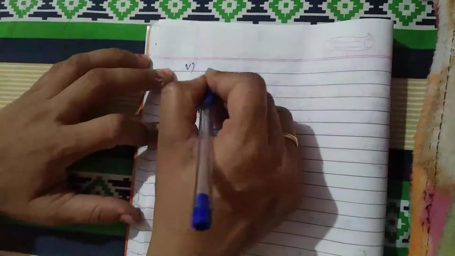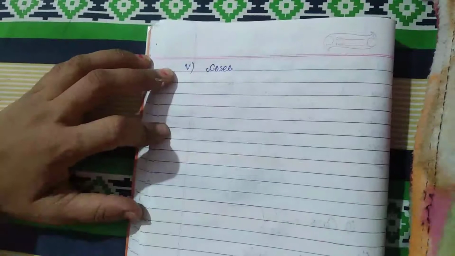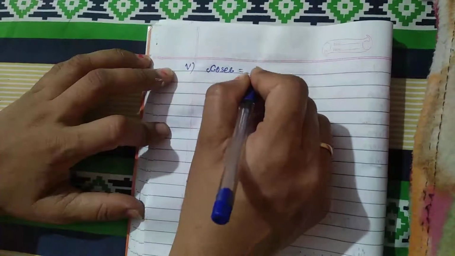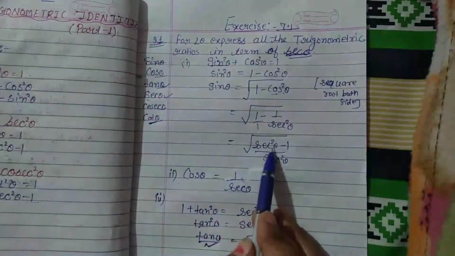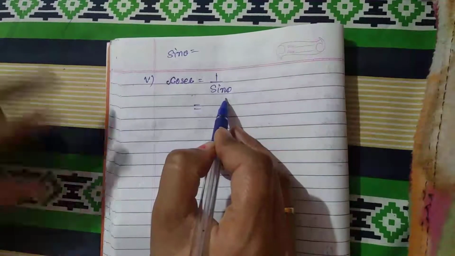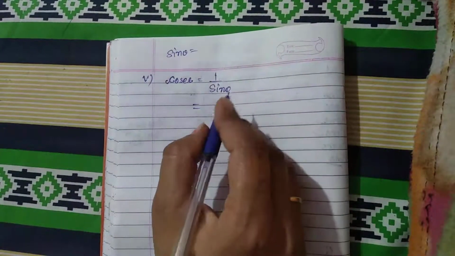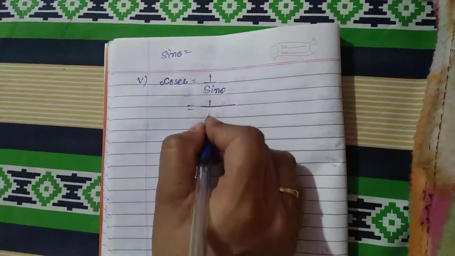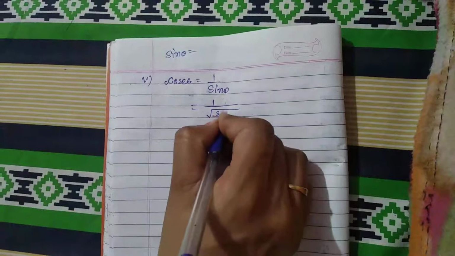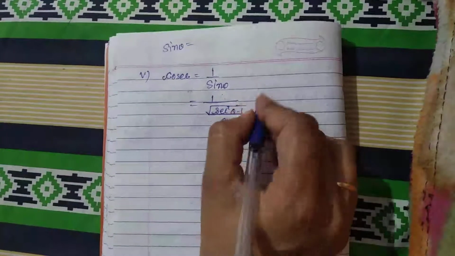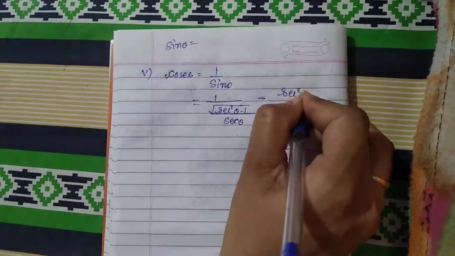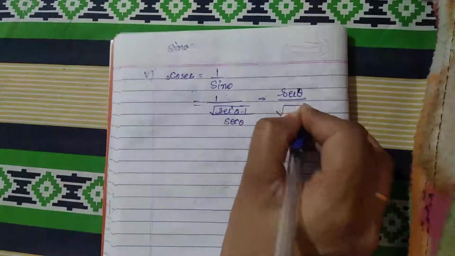Now cosec theta is remaining, so we will convert cosec theta in the form of sec theta. We know that cosec theta equals 1 upon sin theta, and we got the value of sin theta at the start: the square root of sec square theta minus 1 upon sec theta. So we will take the reciprocal of this value, and we will get the value of cosec theta: sec theta upon the square root of sec square theta minus 1.